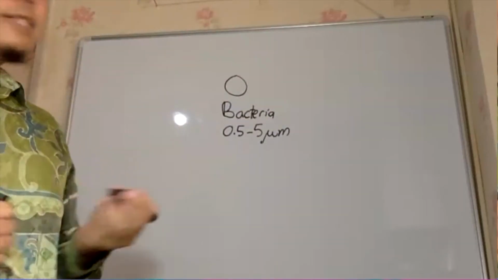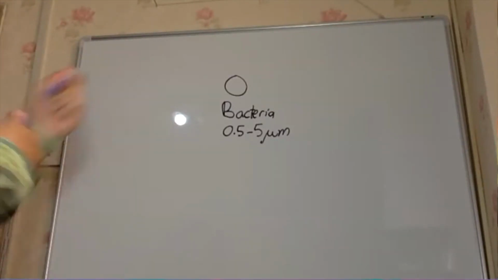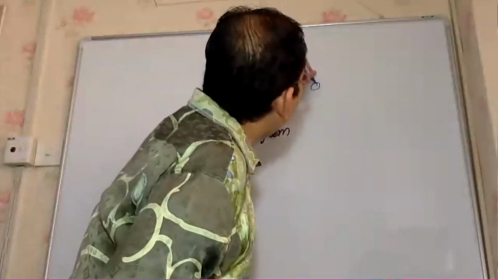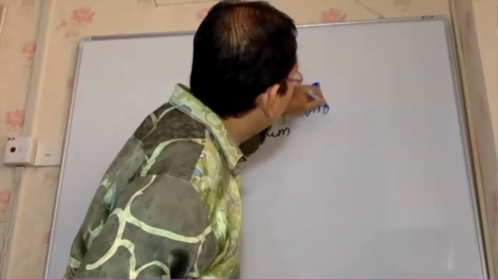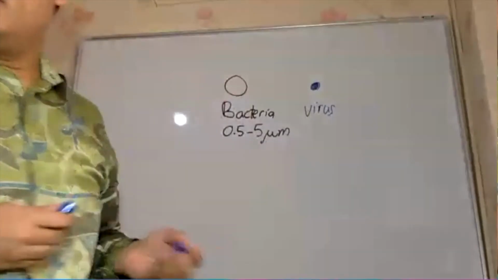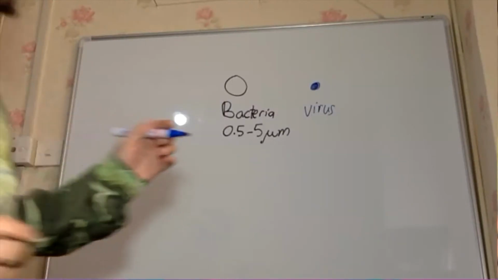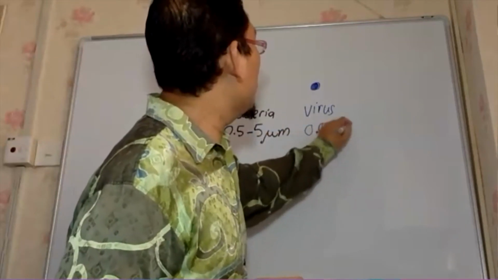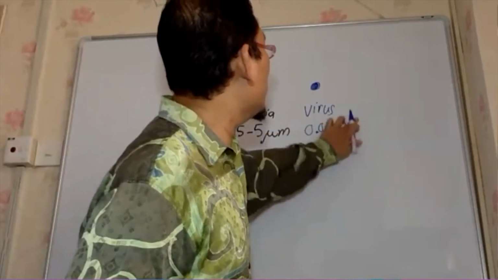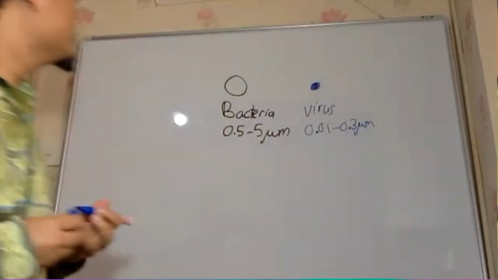If you have viruses, let's try my blue marker pen. So virus is even smaller. Okay, this one is virus. The size of viruses is less than 0.3. In fact, this one is 0.01 to 0.3 micrometer. That is virus.